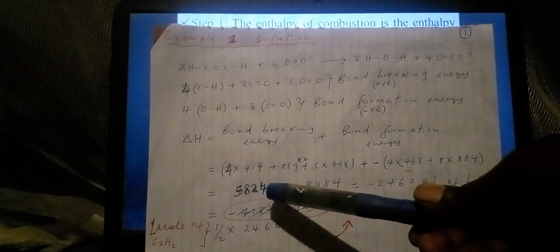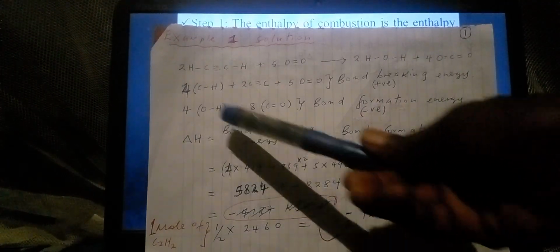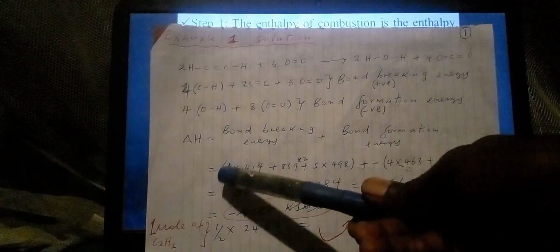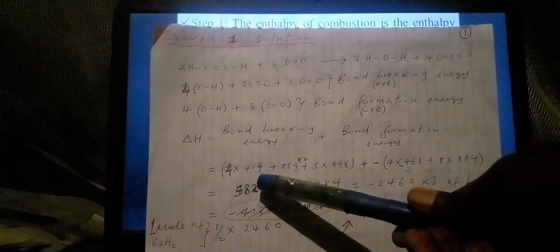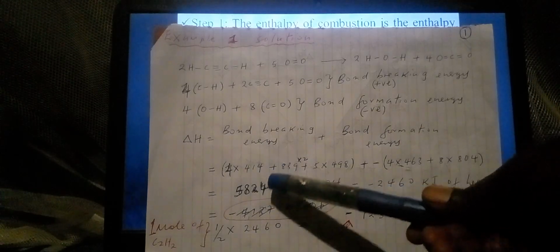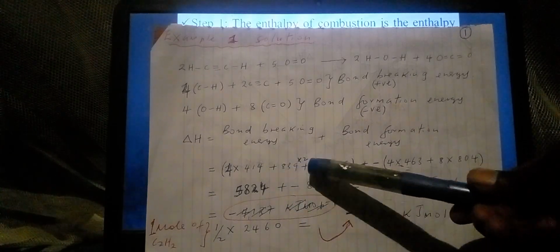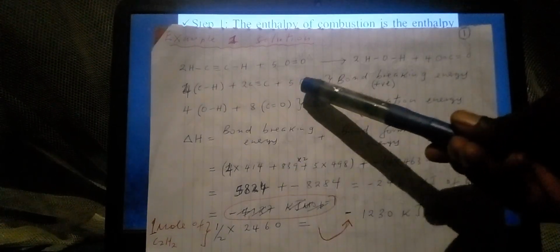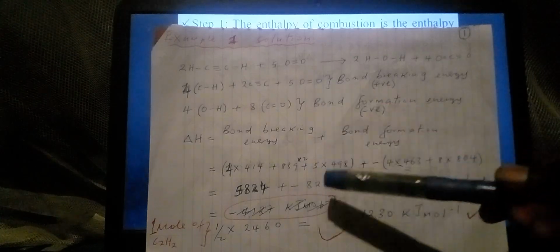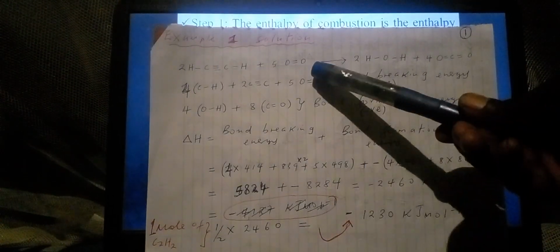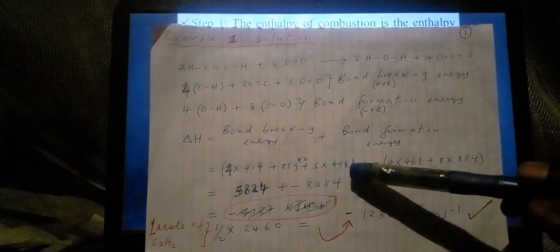Under bond breaking energy, we have 4 moles of carbon hydrogen single bond. So we take 4 times 414 from the table. Then plus, we have 2 moles of carbon triple bond, so we take 2 times 839. Then plus, we have 5 oxygen oxygen double bonds. So we take 5 bonds, times 1 mole requires 498 kilojoules of heat. This one is for the reactant side.